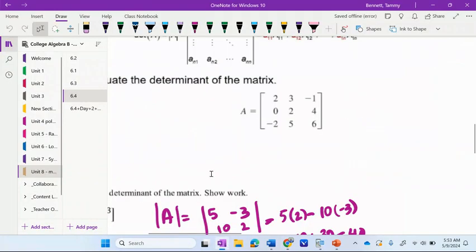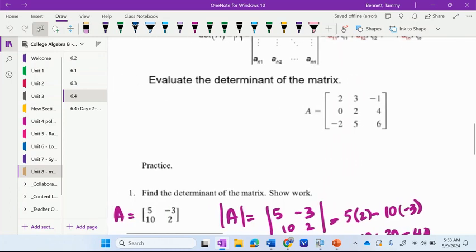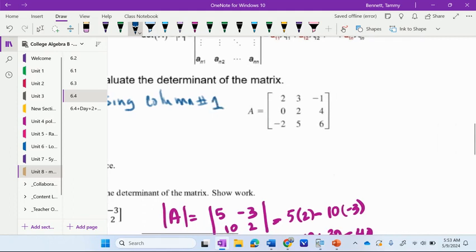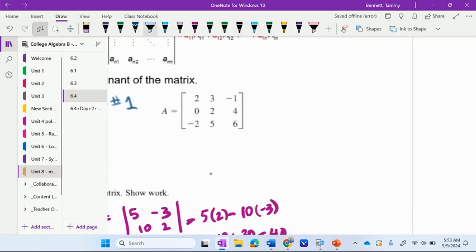Okay, so how to find the determinant. I'm hoping that you watched the above video, and we'll evaluate the determinant of this 3 by 3 matrix from your notes. We are going to find the determinant of this matrix using, let's do column number 1. So I'm going to be using column 1, these numbers here.